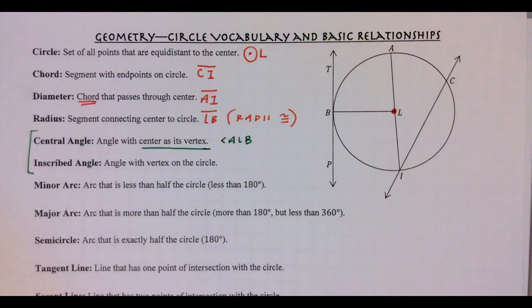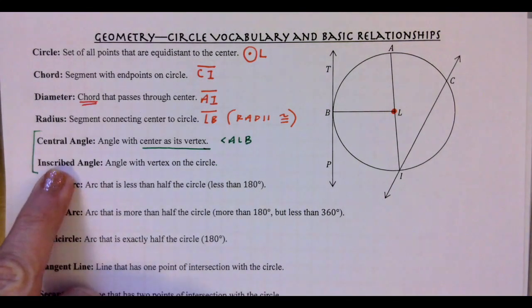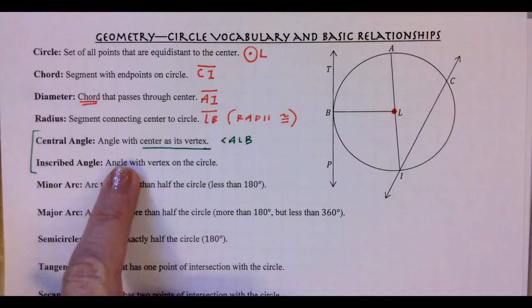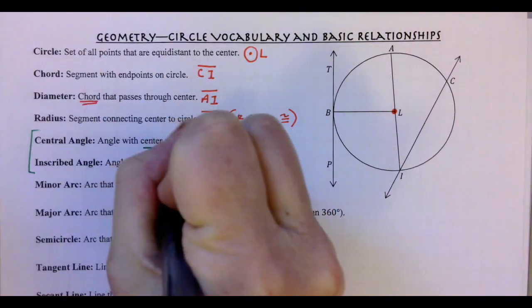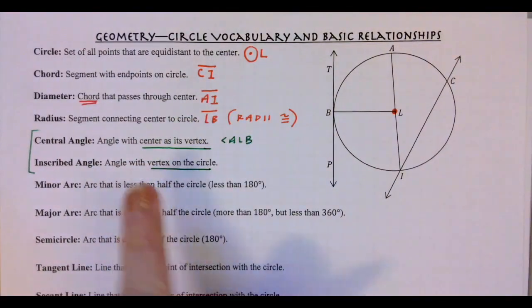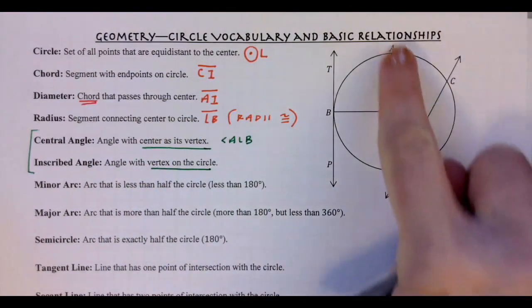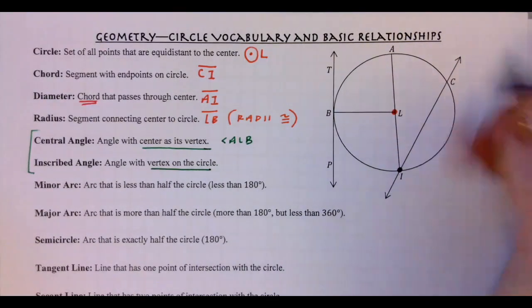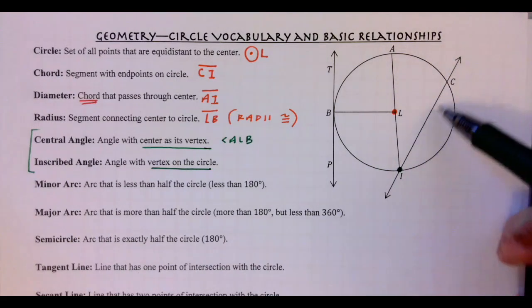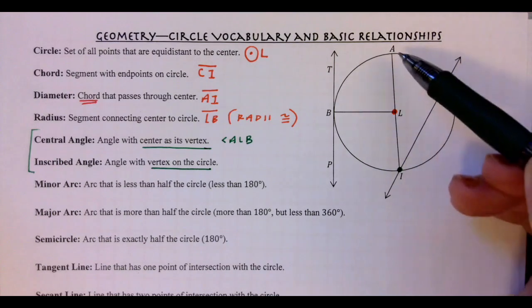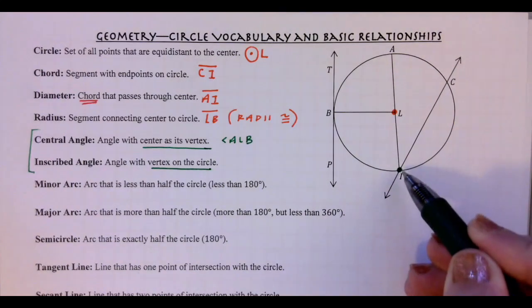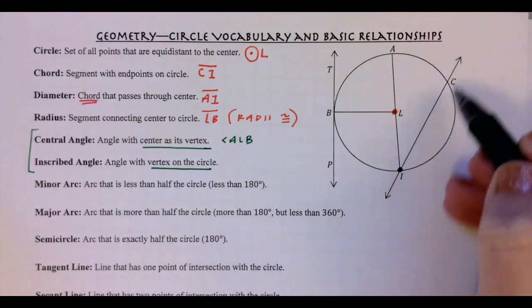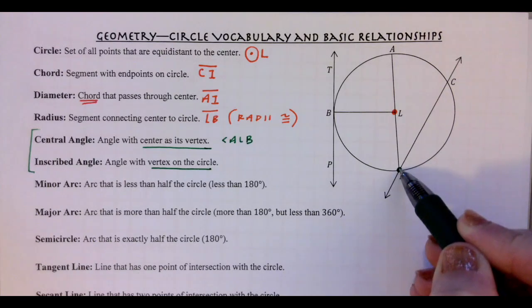Okay, an inscribed angle, inscribed inside, is an angle that is inside of the circle that has its vertex on the circle. So if I look in my model right here, the only angle I have right here that has its vertex on the circle is this one. So this angle right here is an inscribed angle, right? It's an angle that's inside the circle. Vertex is on the circle right here. So inscribed, angle is inside, vertex is on the circle.